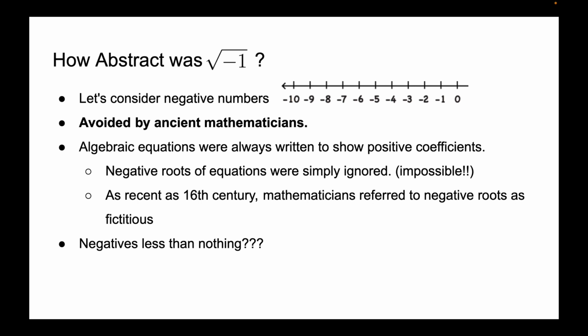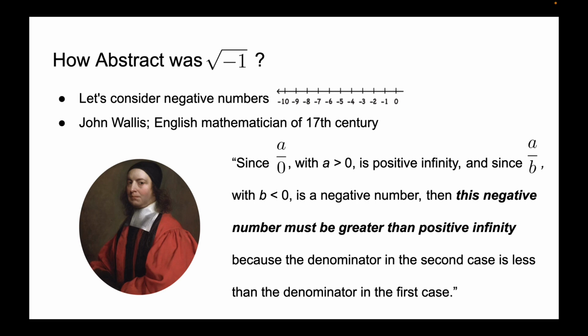And the main mental hurdle here is since 0 is nothing, right? How can something be less than nothing? Because negatives are less than 0. How can you have something less than nothing? That's just incomprehensible. And a perfect example of this confusion can be seen in John Wallis's statement, a famous mathematician during the 17th century.